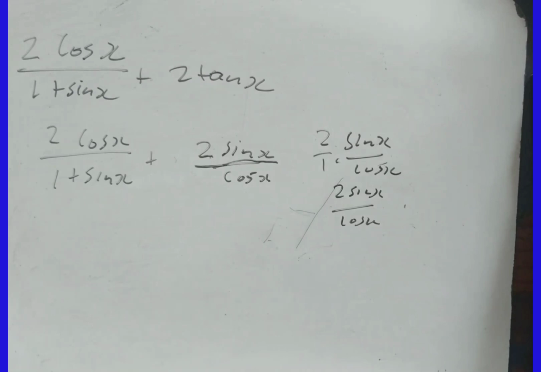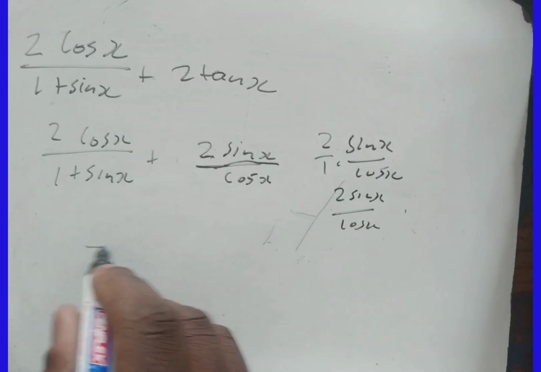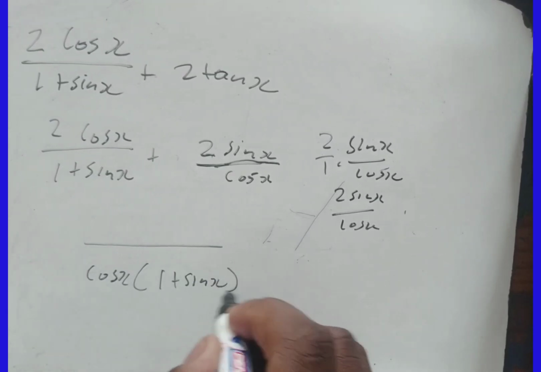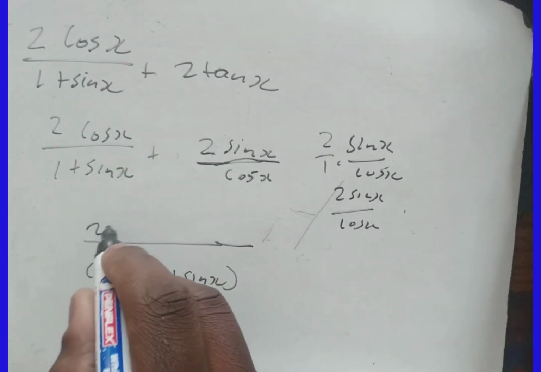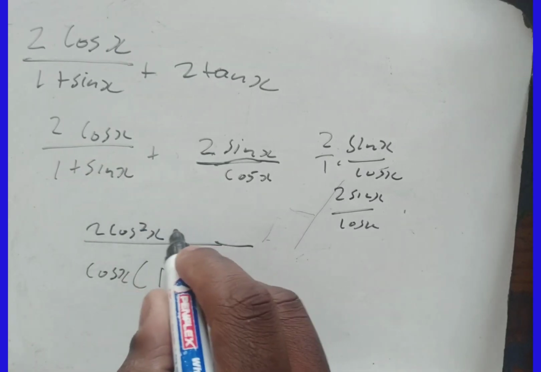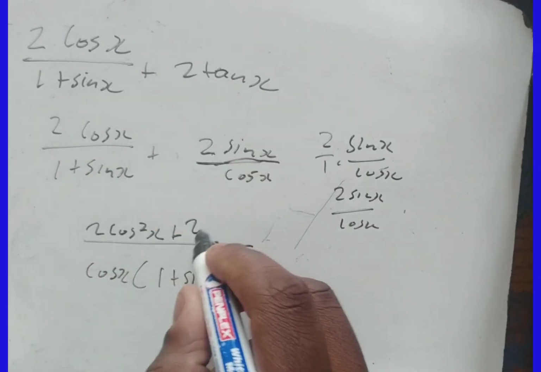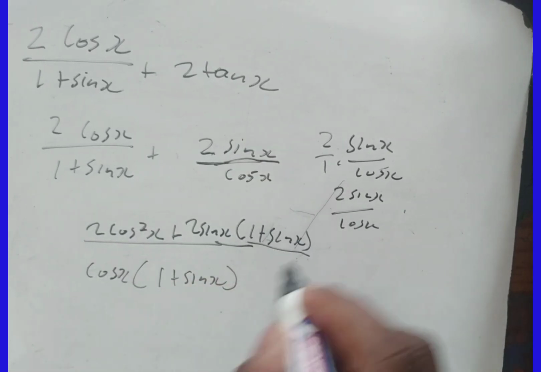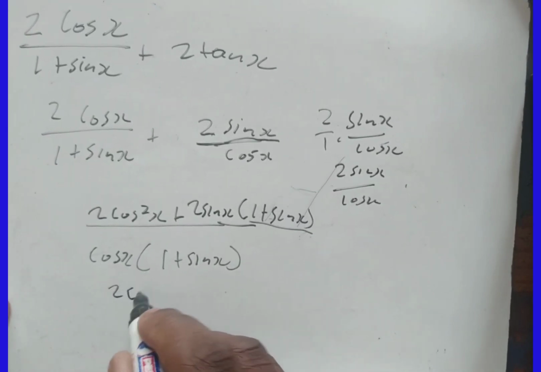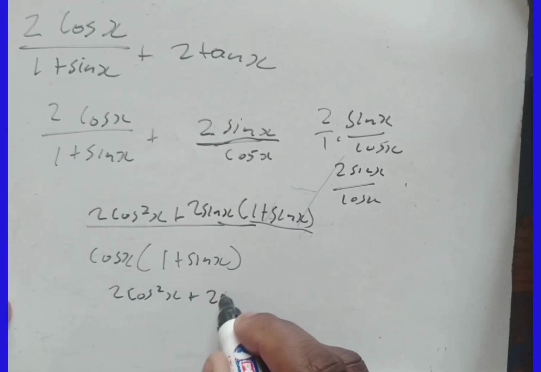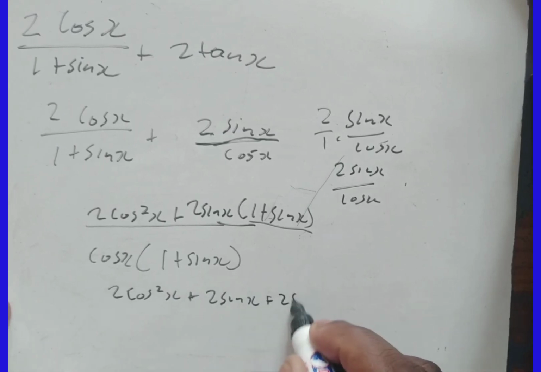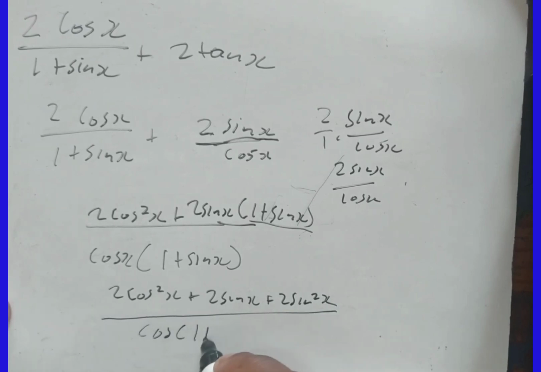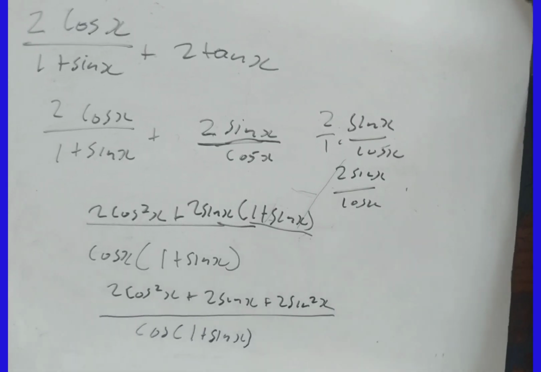Now, since the denominators are not the same, I have to multiply them. So this becomes cos x times 1 plus sine x. And then when you multiply this, it is 2 cos squared x plus, I multiply this, it becomes 2 sine x times 1 plus sine x. So from here we can go further. So this becomes 2 cos squared x plus 2 sine x plus 2 sine squared x. Right? So now we have reached this stage.